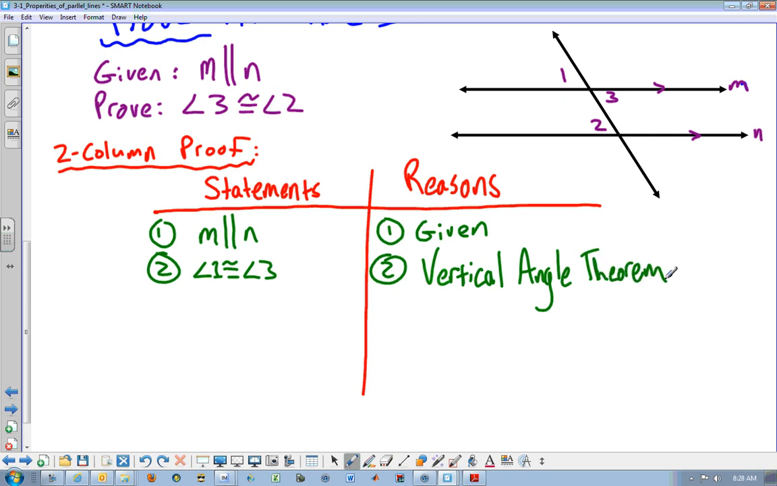You can state the name of the theorem. Last chapter we named this the vertical angle theorem. We said that vertical angles are congruent. Or if you don't know the name or you're not sure what to write, just write it out. Vertical angles are congruent. If it's a short little theorem, just write out what it says. That's fine. Question? Or do we have something else?